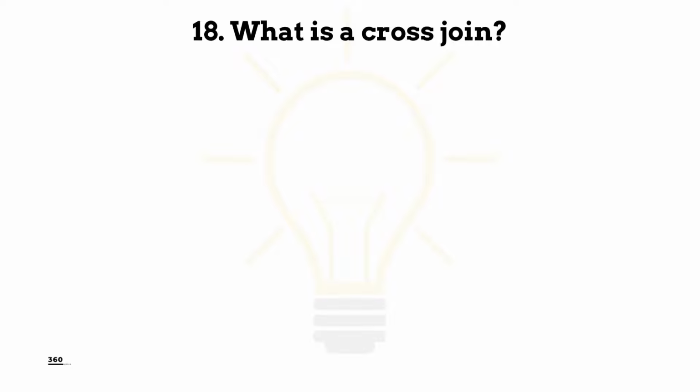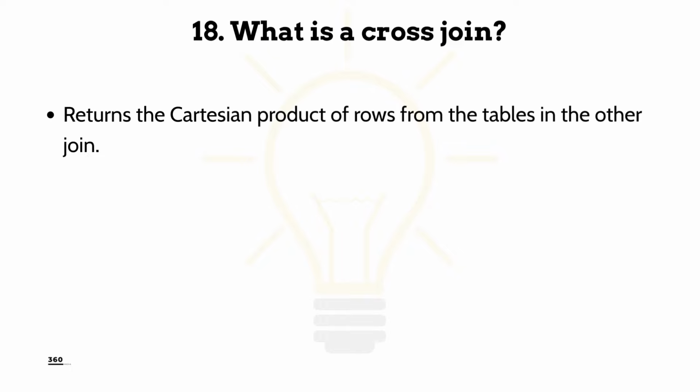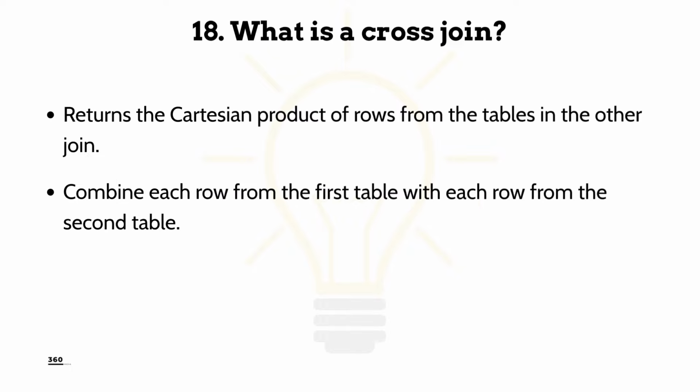Let us start with a cross join. This is a type of join which returns the Cartesian product of rows from the tables in the join. This simply means that it combines each row from the first table with each row from the second table.